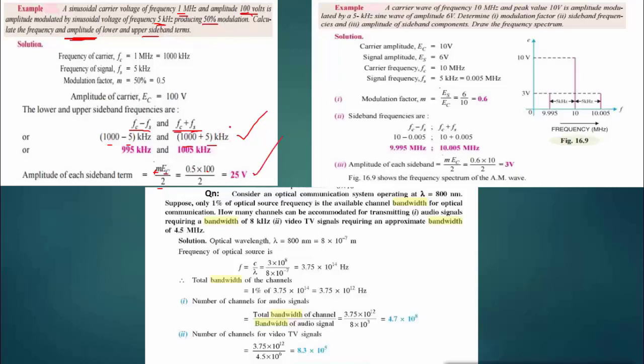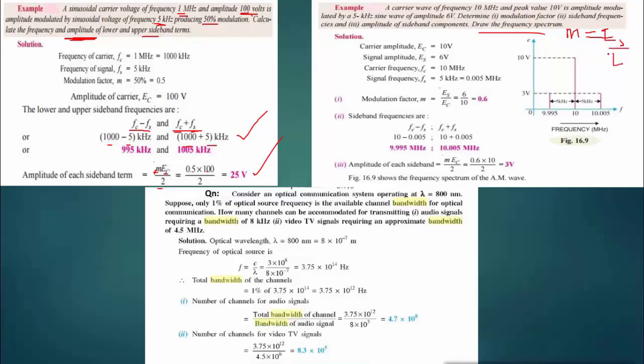Another question: a carrier wave of frequency 10 megahertz, with a peak value of 10 volts, is amplitude modulated by a 5 kilohertz sine wave of amplitude 6 volts. Determine the modulation factor, the sideband frequencies, and the amplitude of the sideband components. Draw the frequency spectrum.